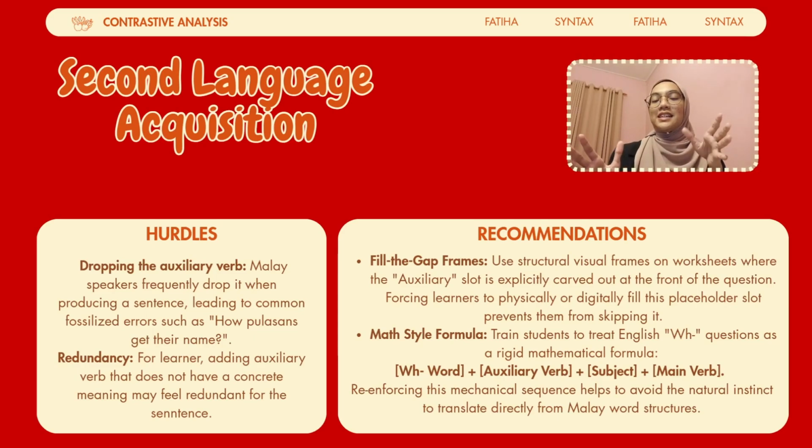So we can put it like this: the WH question word, like when, where, what, plus the auxiliary verb, whether it's do, does, or did, and then the subject, and then the main verb. So reinforcing this sequence helps the student to avoid the natural instinct to translate directly from Malay word structures.